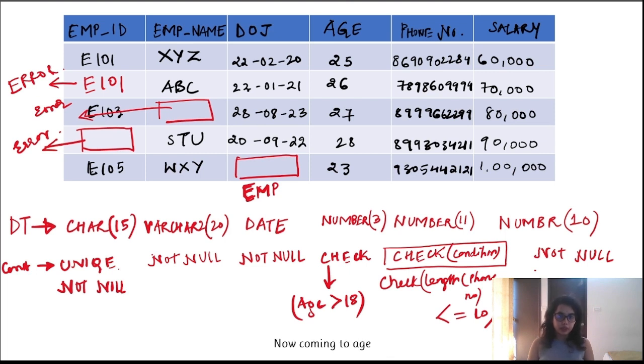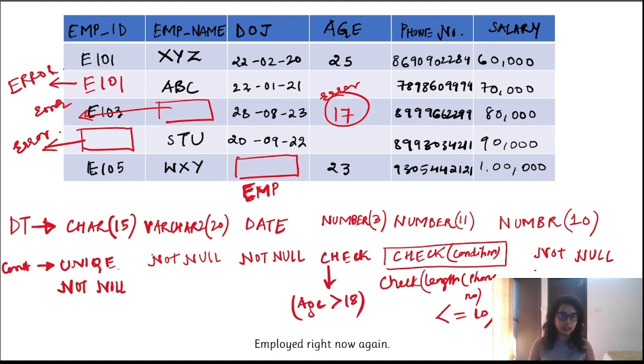Now, coming to age, what will happen if I say three or four ages are not present, it's a null? It won't throw me an error. Why? Because I haven't set a constraint here that it should always keep a value. Have I mentioned not null here as a constraint? No. So it won't throw me an error. But suppose I added a value here as 17, this will throw me an error. Why? Because my check constraint says that an employee who is less than 18 should not be employed, right?